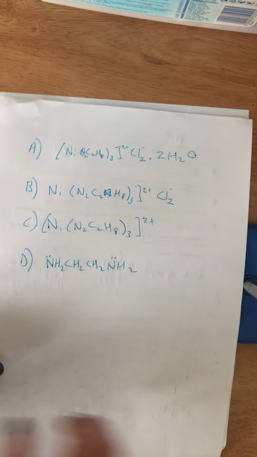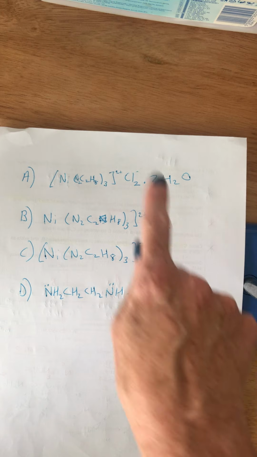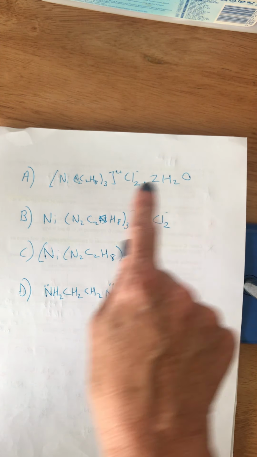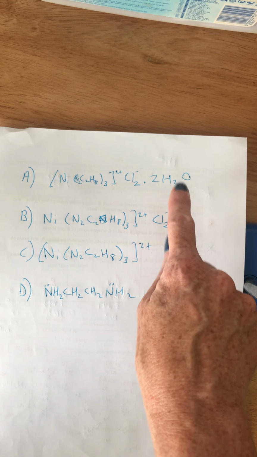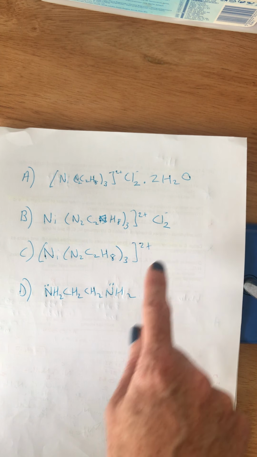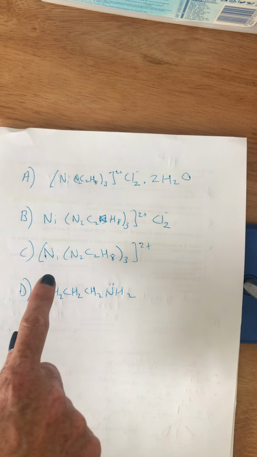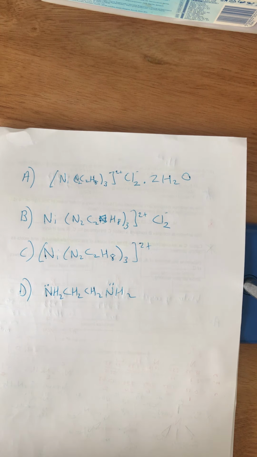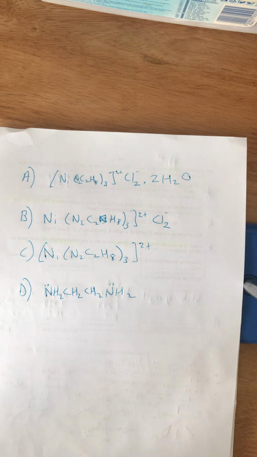So just for clarification, A was your full complex with your positive, negative ions and your 2 waters. B was just the anhydrous stuff minus the waters. I've put your charges on your chlorine just so you can see that it balances out. C was the cation, so that's just the positive bit minus that. And D was your bidentate ligand. I've put the lone pairs on so you can see that.